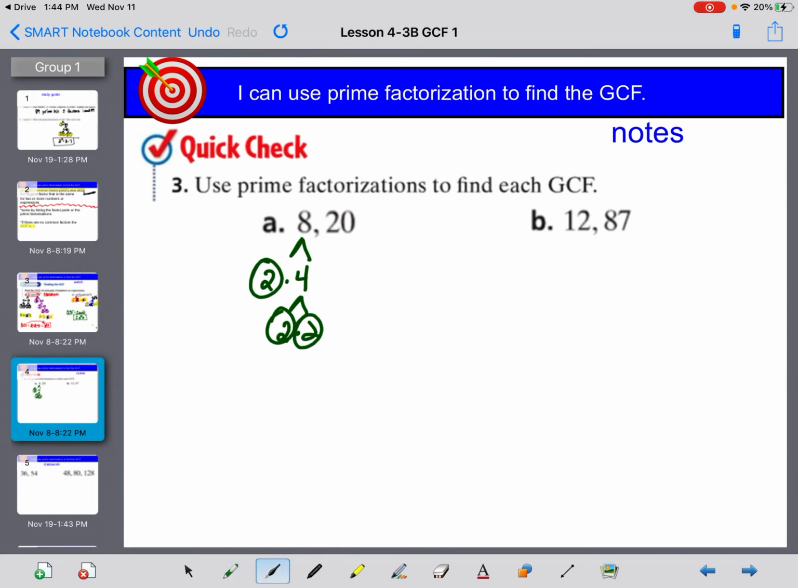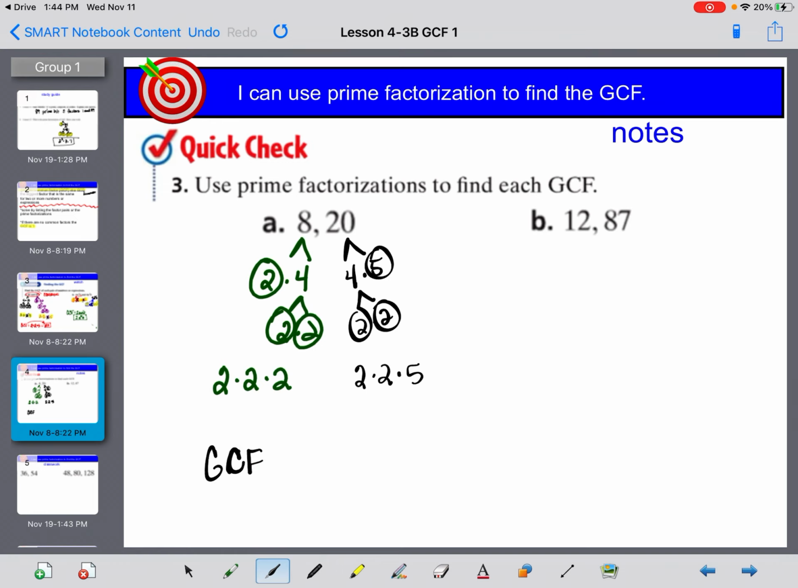All right, as you've noticed, the first couple problems don't have any variables in them. So 2 times 2 times 2 is equivalent to 8, and 2 times 2 times 5 are the prime factors of 20. When I compare the two lists, I know that the greatest common factor is multiplying all of the prime factors that are in common.